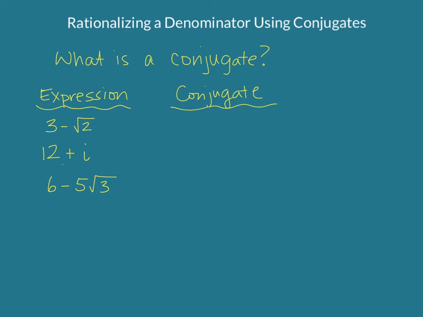Basically, all you have to do is if it's a minus sign, you change it to a plus, and if it's a plus sign, you change it to a minus. So the conjugate of 3 minus root 2 would be 3 plus root 2. The conjugate of 12 plus i is 12 minus i. And the conjugate of 6 minus 5 root 3 is 6 plus 5 root 3. That's all a conjugate is.